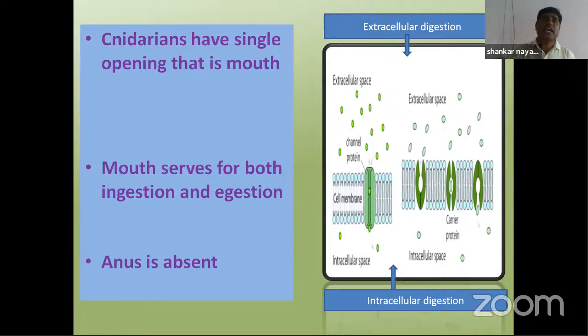And cnidarians have a single opening that is called the mouth. Usually, all the developed organisms have two important openings, mouth and anus. But these animals have only one opening, that is the mouth. The mouth serves for both ingestion and egestion. Ingestion is the process of taking food inside the body, which is then digested and assimilated. Egestion means after digesting the food, the undigested food comes out from the mouth. So the mouth serves for both ingestion and egestion, as the anus is absent in these animals.